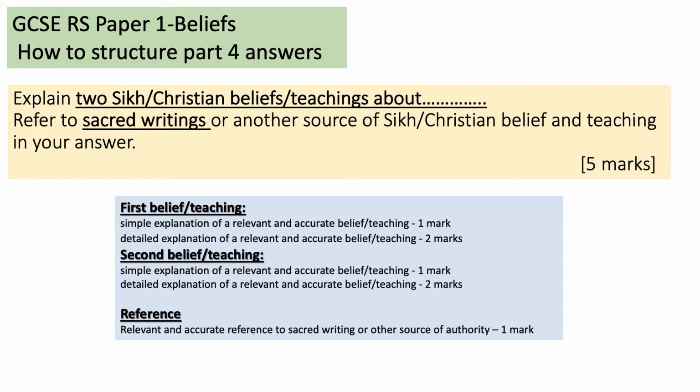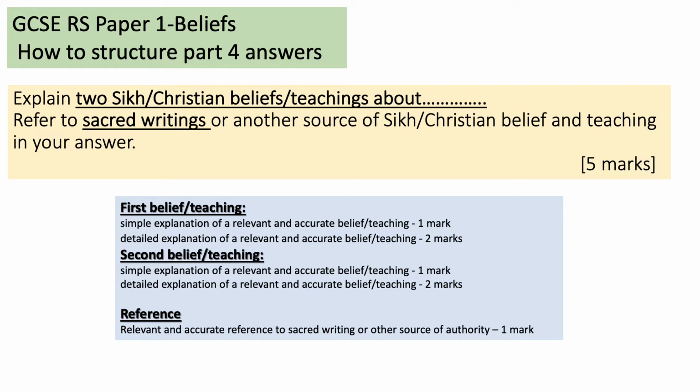Today I'm going to be recapping the best way to structure and answer Part 4 questions on the GCSE RS exam. This is relevant to Paper 1, which is the Christianity and Sikhism paper, and particularly these Part 4 questions will be found in the beliefs section of that paper. So it's going to be found in that first question that you answer on the Christianity paper and the first question that you answer in the Sikhism paper.